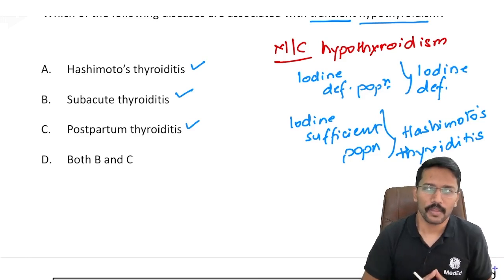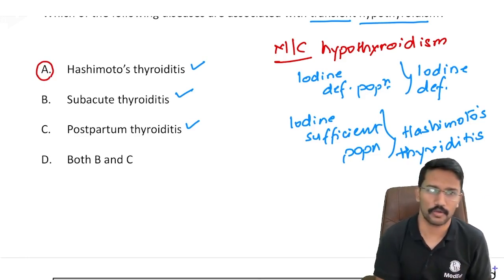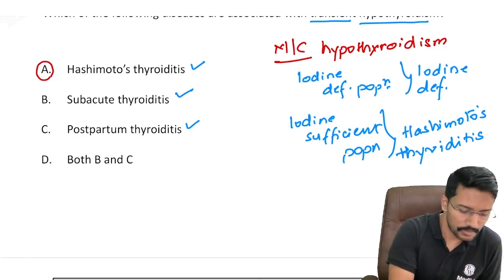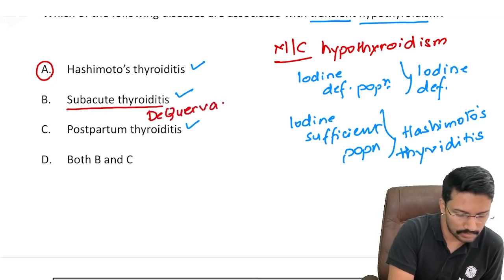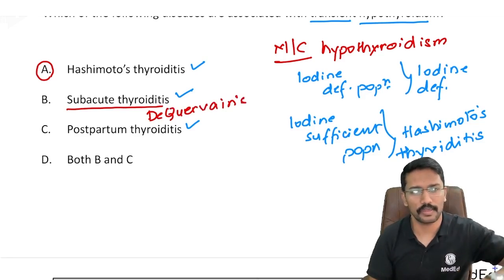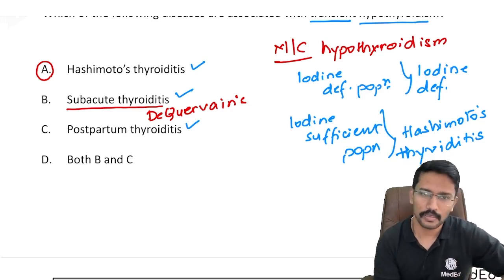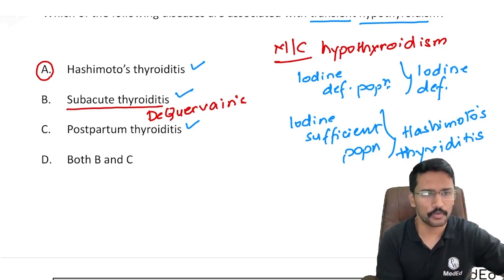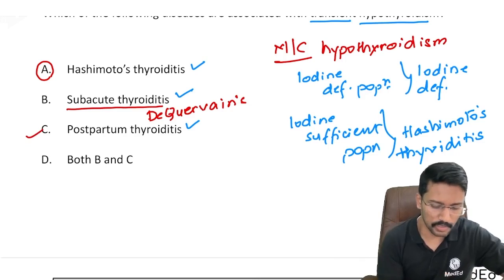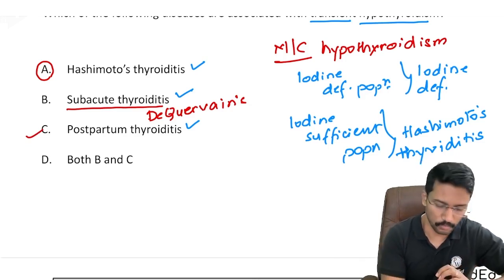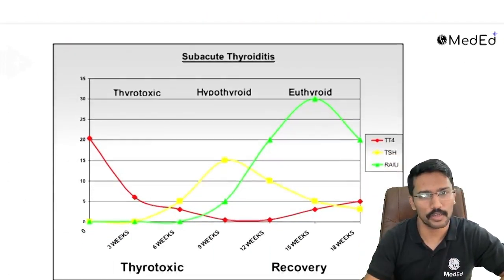And remember, among the options, Hashimoto's thyroiditis is where you will have a persistent or sustained hypothyroidism and not transient. But in case of subacute thyroiditis, which is also called de Quervain's thyroiditis, typically following an upper respiratory viral infection in a subacute presentation, the patient goes through phases. Similarly, postpartum thyroiditis is a cause where, in both subacute and postpartum, you have transient hypothyroidism. Here, I have chronicled the subacute thyroiditis progress.